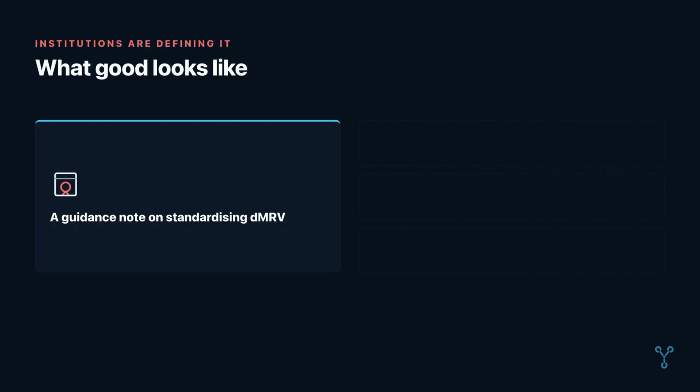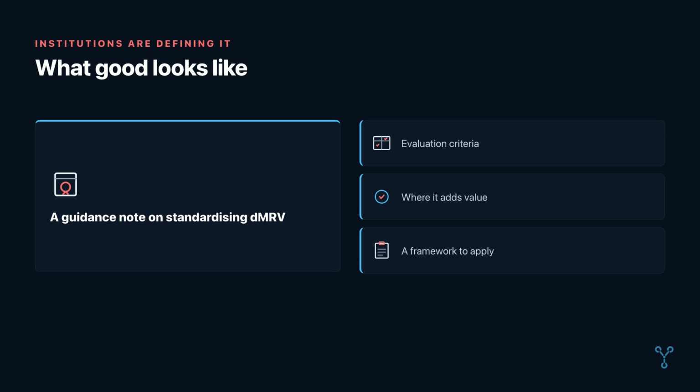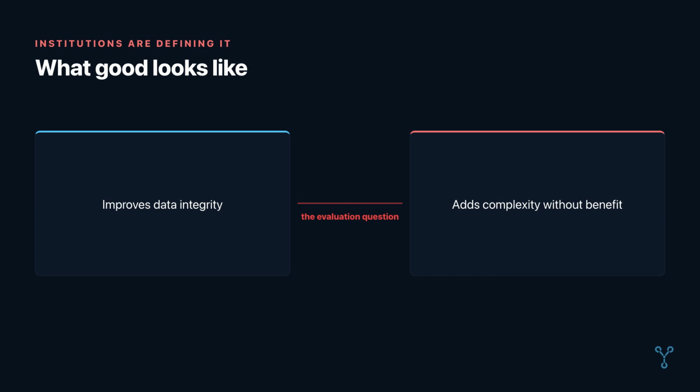As dMRV matures, institutions are beginning to define what good looks like. The World Bank's Carbon Markets Infrastructure Working Group produced a technical guidance note on standardizing digital MRV. This guidance note includes evaluation criteria for assessing system performance. It also helps identify where digitization adds value. It provides a framework for consultants to evaluate a proposed digital system. You can use it to check if a system actually improves data integrity.